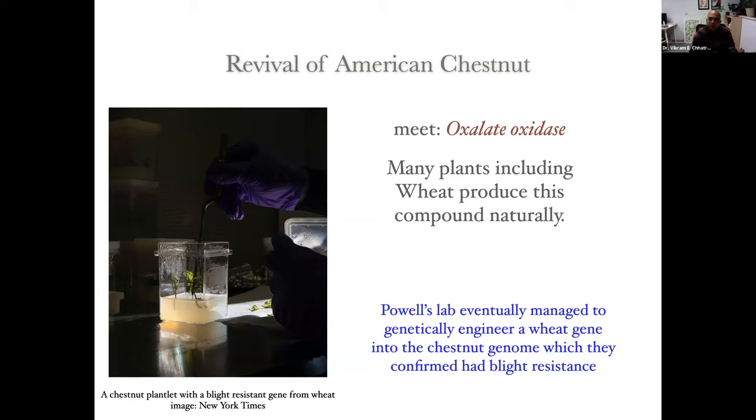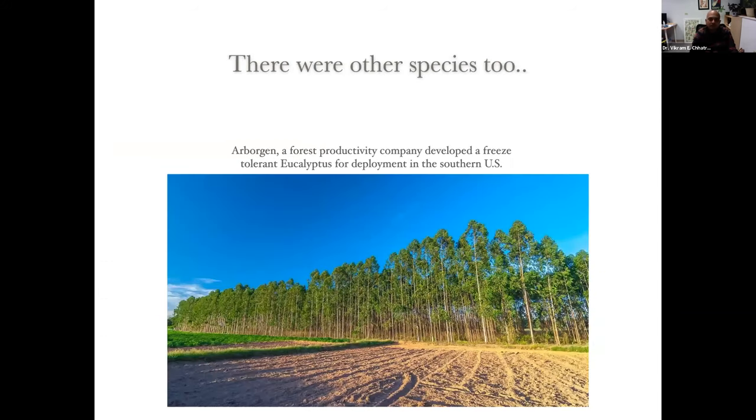Of course, chestnut was not the only example here. It was the biggest example because chestnut was such an iconic tree on the forest landscapes of America, so it got a lot of publicity. But there is also another tree, the eucalyptus, which is mainly a tropical tree. And obviously when you grow it in the US, even in the southern US, it has a problem with freeze tolerance, but there's a company called Arborgen in the US.